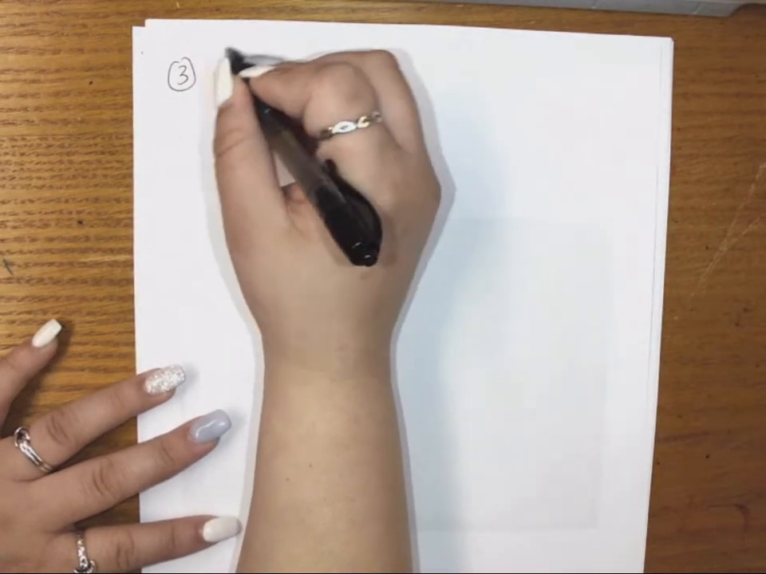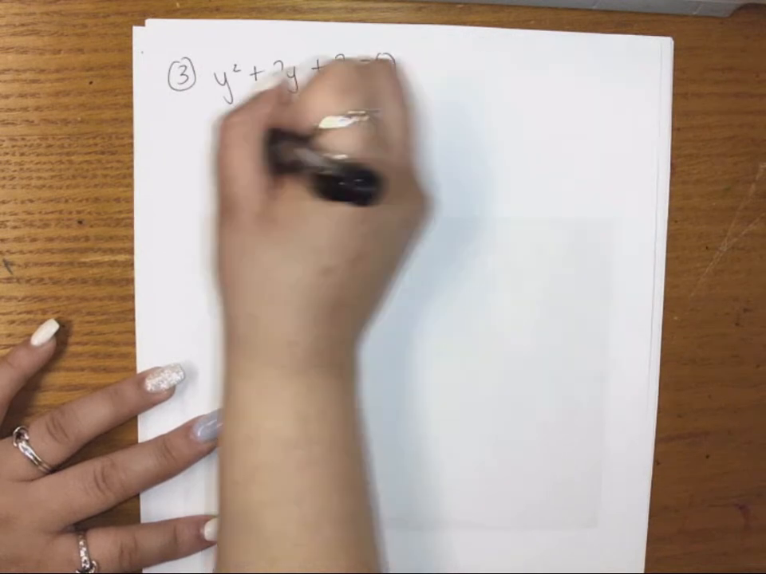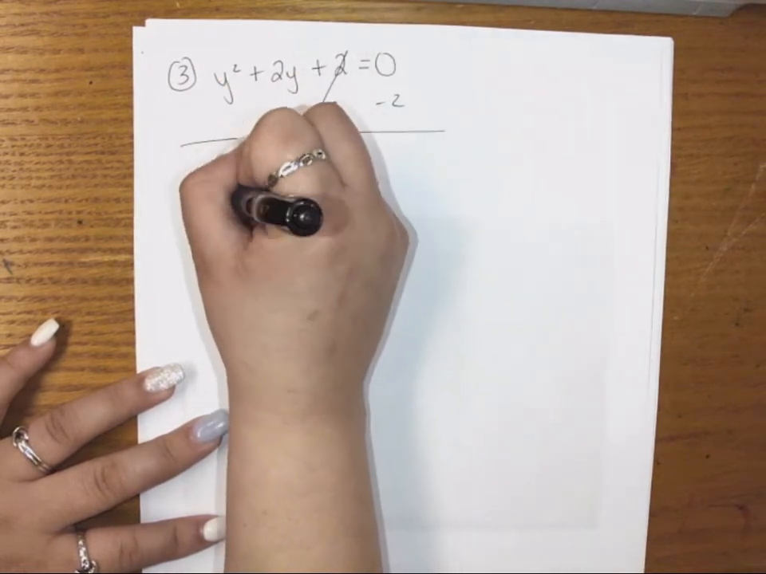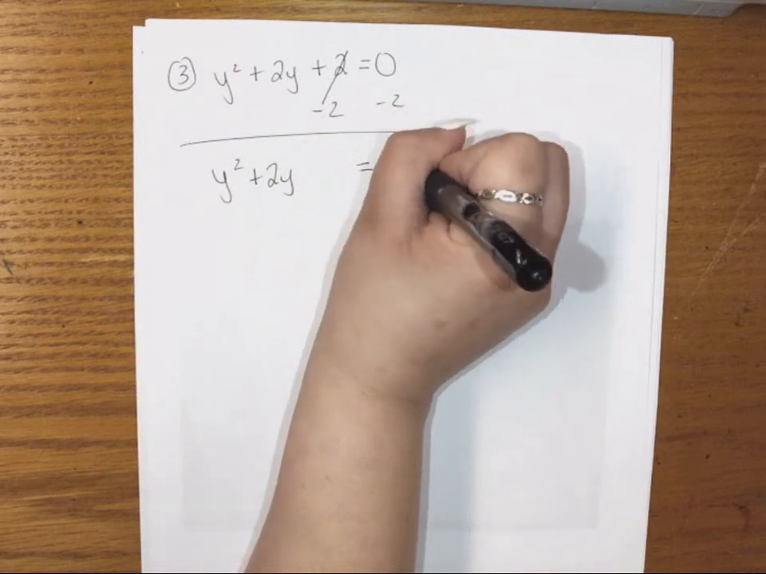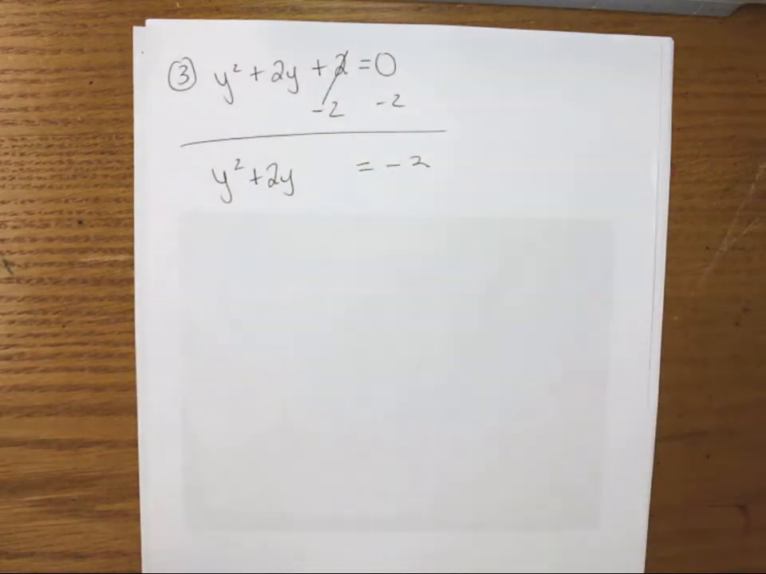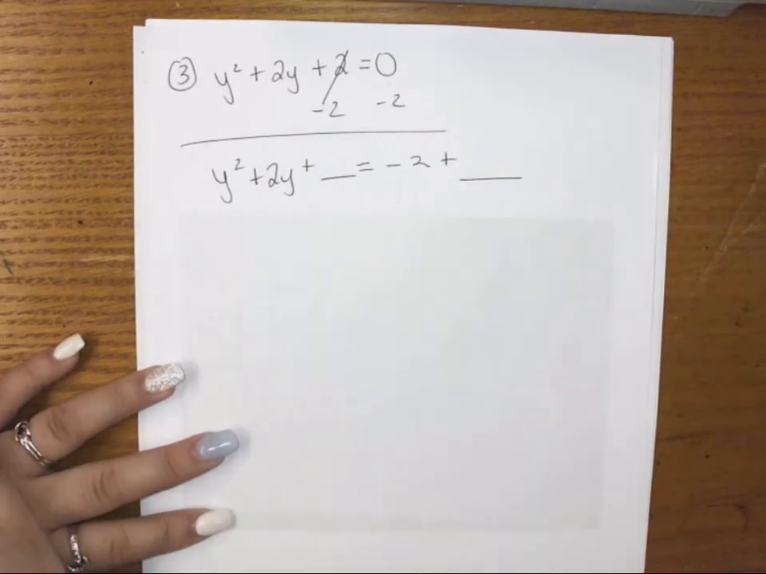Alright, so hopefully by now you have already tried this on your own. Remember, you have to get your y squared and your y by itself. So we're going to subtract 2 from both sides. We end up with y squared plus 2y equals negative 2. Now we're ready to complete the square.